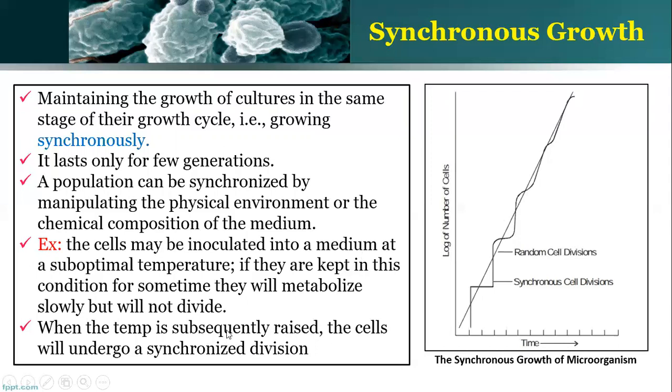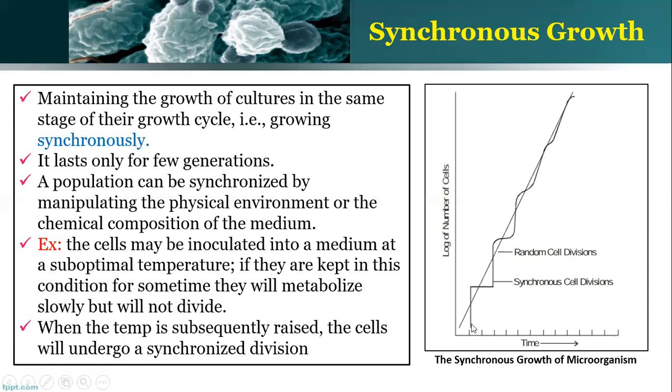That means all the cells would have adjusted to the new environment and they start utilizing the nutrients, and their cell growth is rapid and cell division is rapid. Likewise, if you inoculate the organism in suboptimal conditions, again the metabolic activity will be lowered and the cell division is reduced. Subsequently, if you again raise the temperature, then the cell division is synchronized.